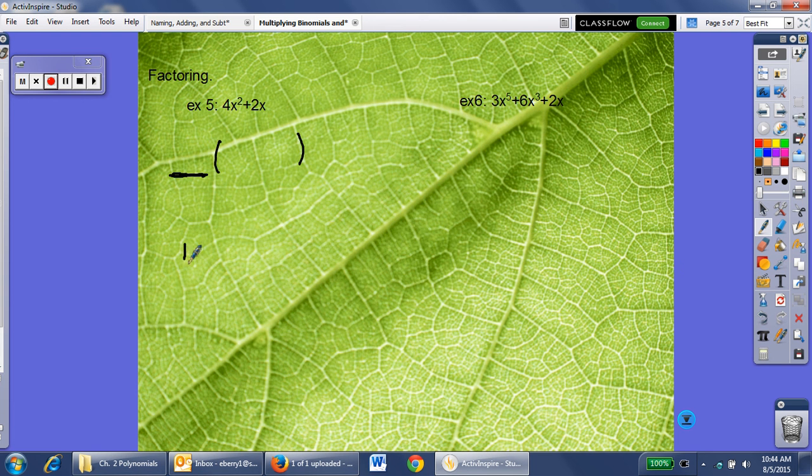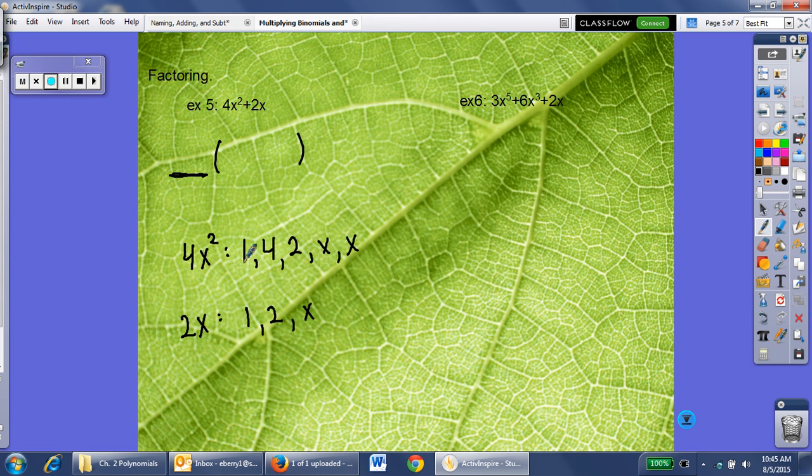Look at our first term, 4x squared. So breaking this down, the factors of 4 are 1 and 4, and 2 and 2, because 2 times 2 is 4. And x squared is just x and x. Okay, looking at 2x, the only factors of 2x would be 1 and 2, because 1 times 2 is 2. And it just has 1x here. So when we think about what these have in common, let's circle those to make it easier.